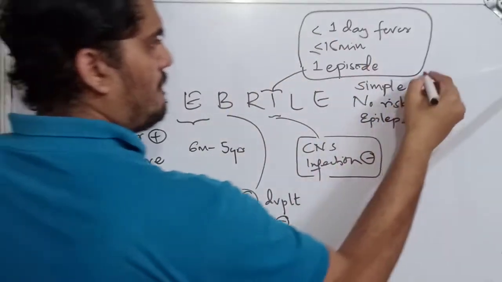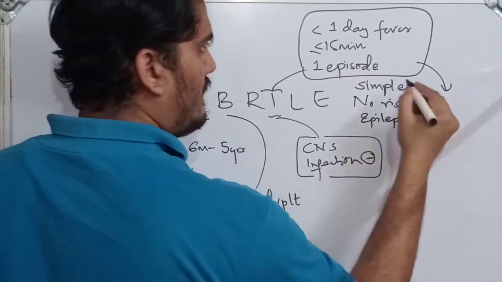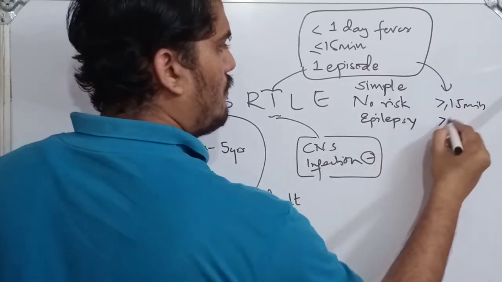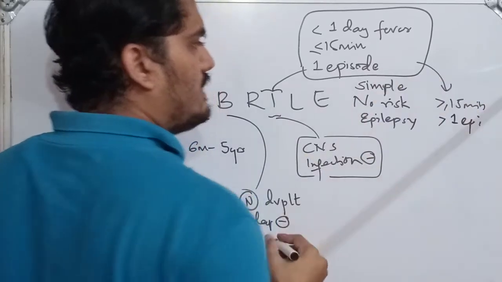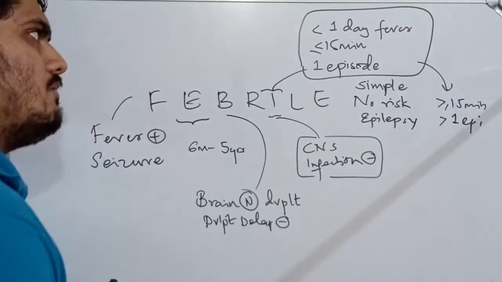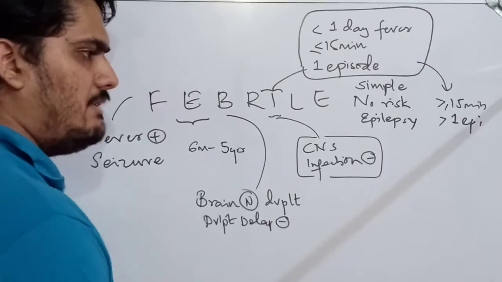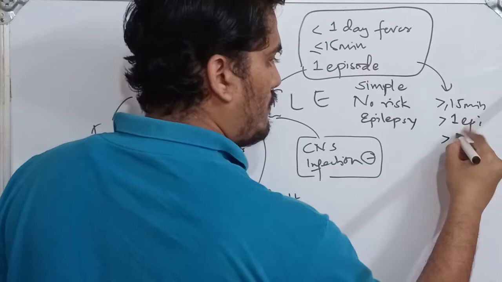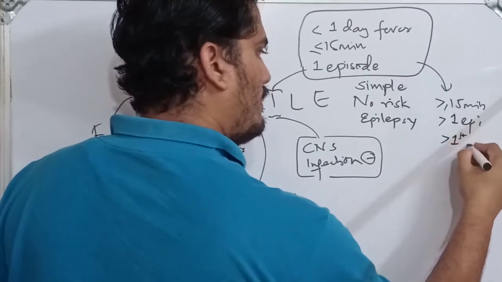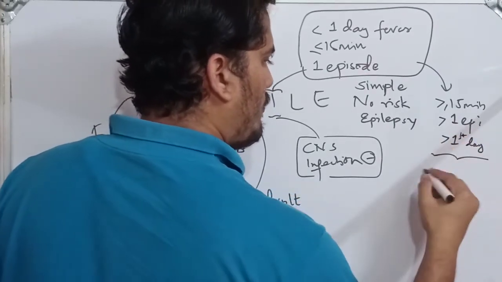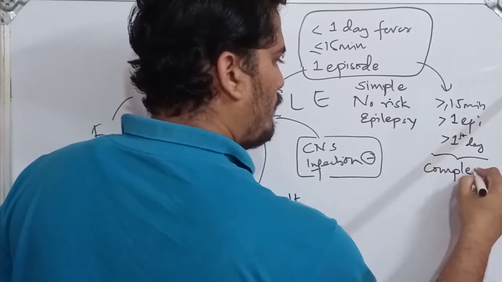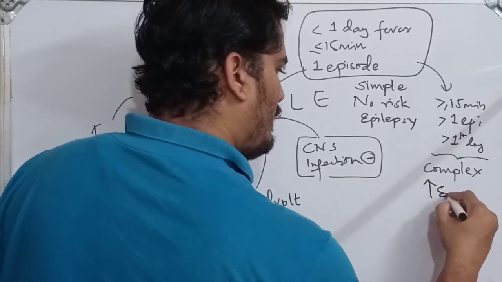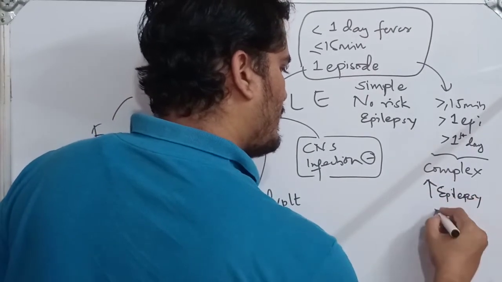If it crosses this, that is, the seizure lasts more than 15 minutes, there is more than one episode, and the baby is having seizure activity not only within 1 day but on the second day, third day, fourth day and so on, then it will be called a complex febrile seizure. Complex febrile seizure has an increased risk of epilepsy.